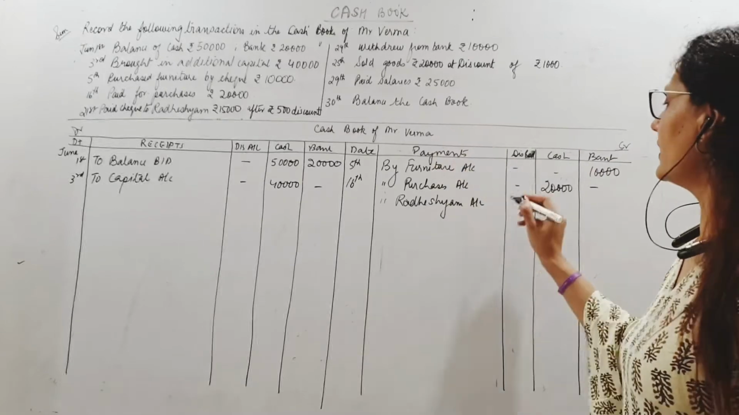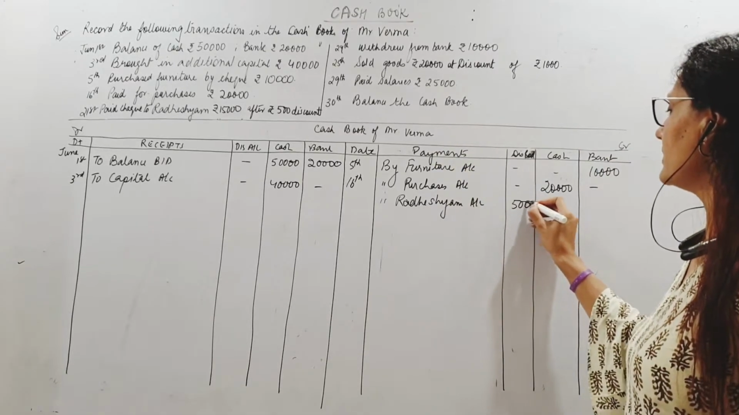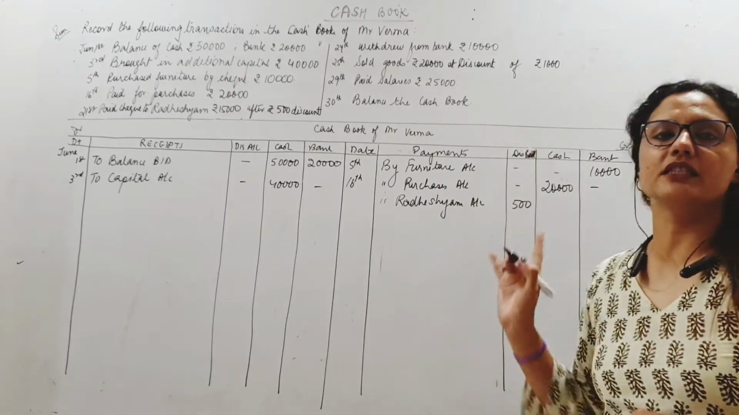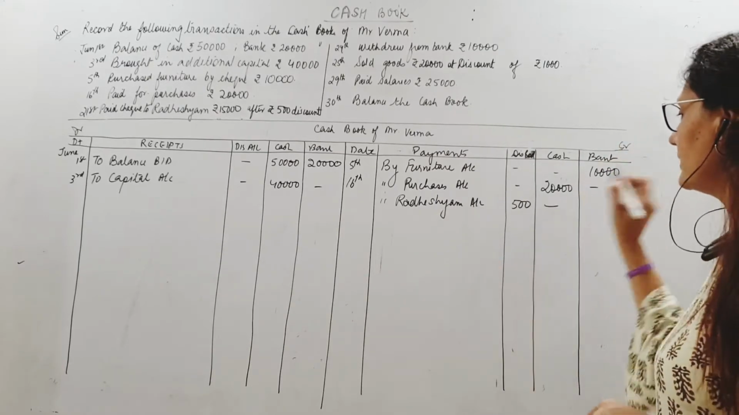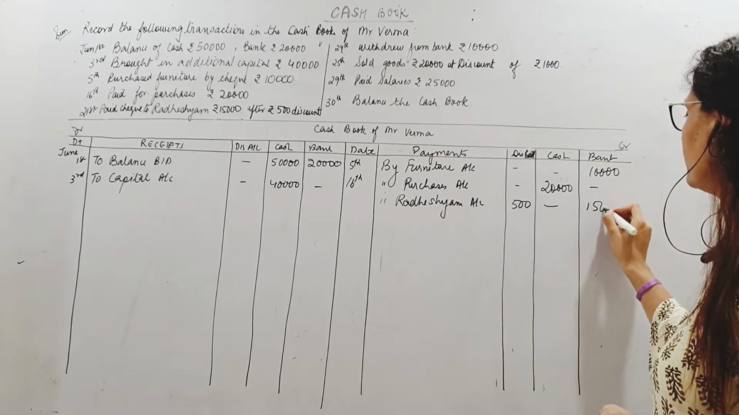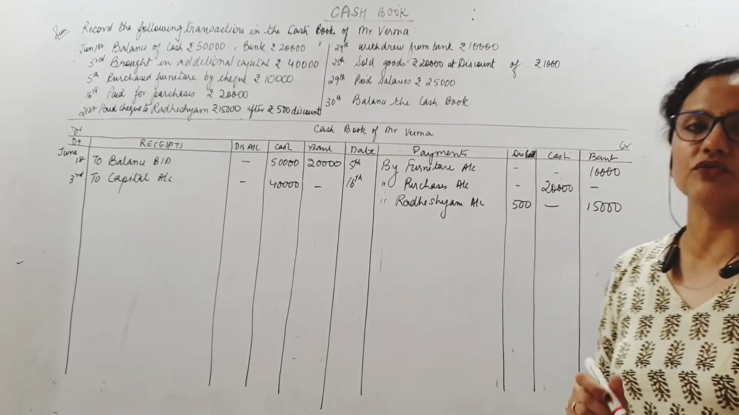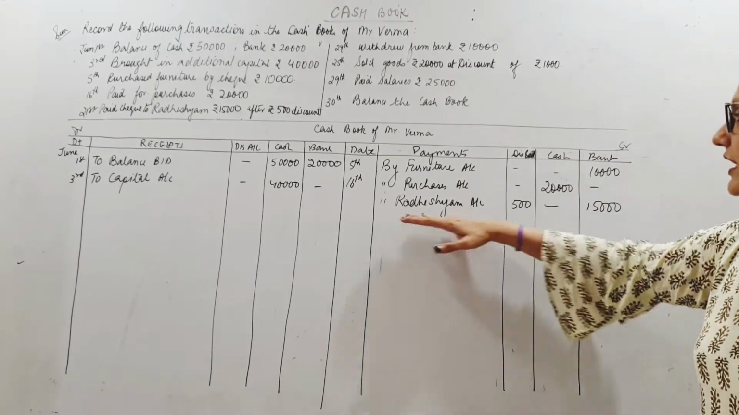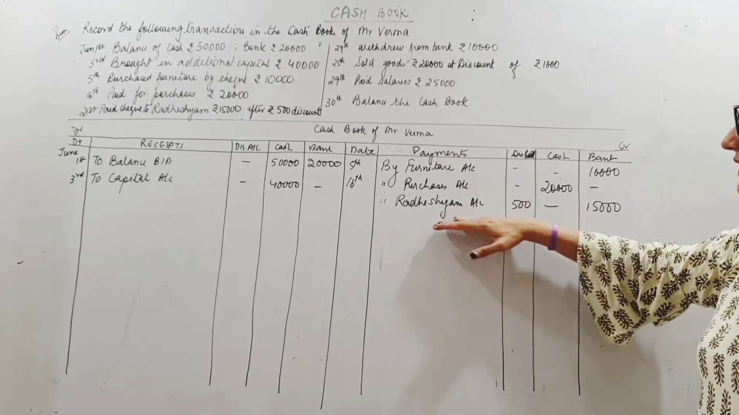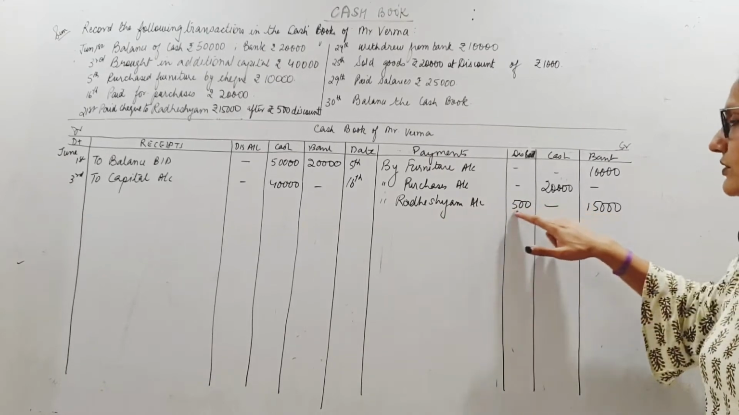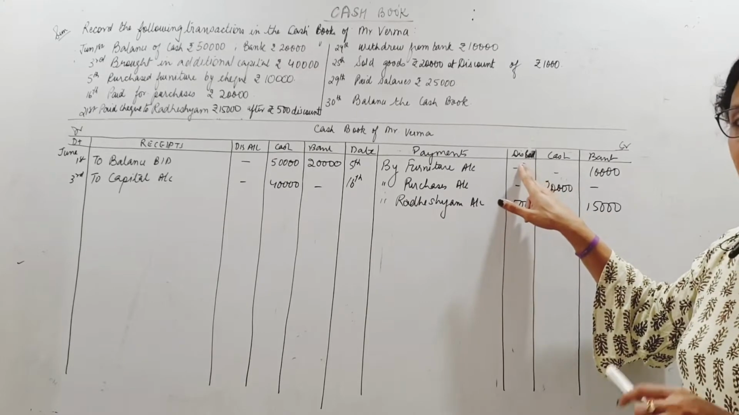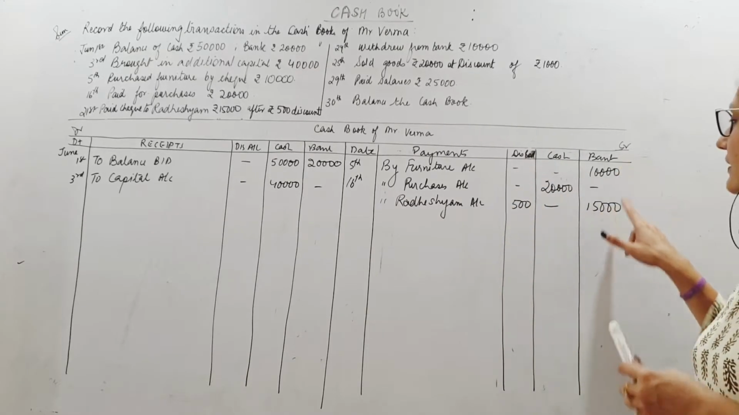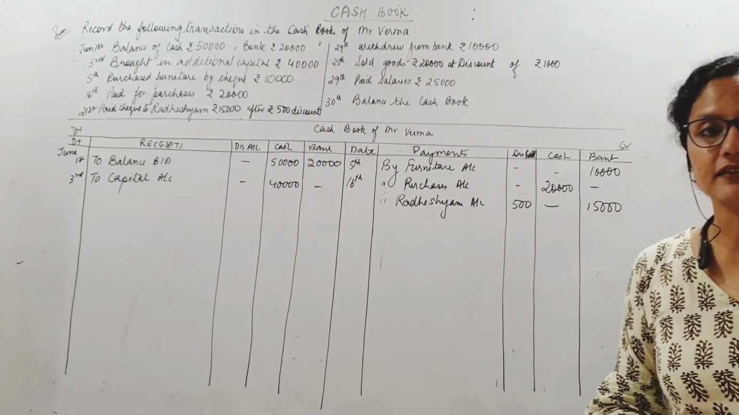Now the discount we are receiving, whatever I am receiving, I will write here in the discount received column. And I am paying by cheque, so I will not write in the cash column. I will write in the bank column, 15,000. Here Radhesham's account is debited with the entire 15,500. I am seeing this 500 because I am crediting discount received, and 15,000 because I am crediting bank.